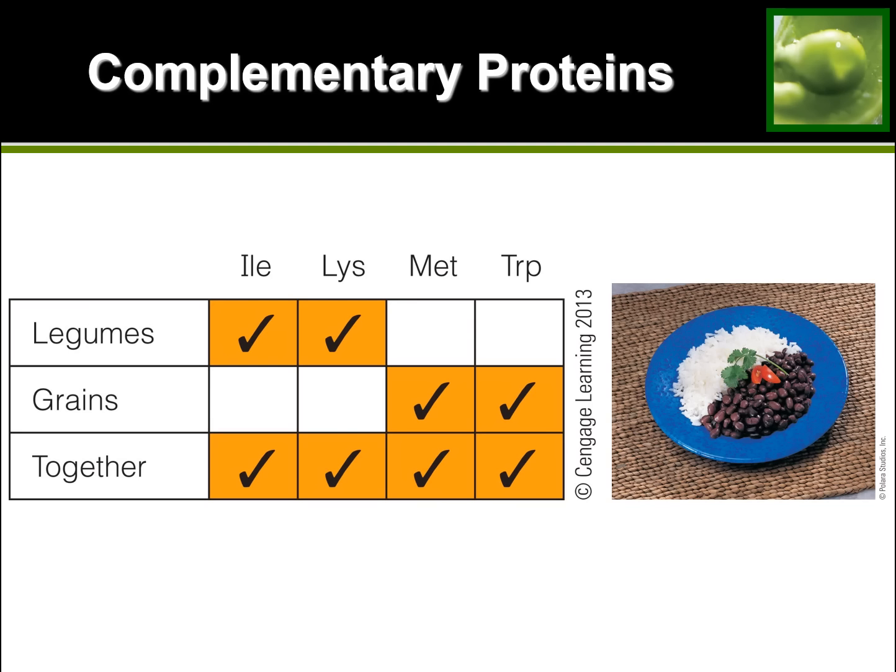So for example, over here we have legumes or the beans that are missing the last two amino acids, and then we have your grains, the rice, that are missing the first two, but they contain the last two. When you eat these together, the beans and the rice, you end up with all of the essential amino acids, and so now you have a complete protein source. So when we say something is a complementary protein source, that means that we have put together two different proteins that fill in each other's blanks when it comes to the essential amino acids that they're missing.